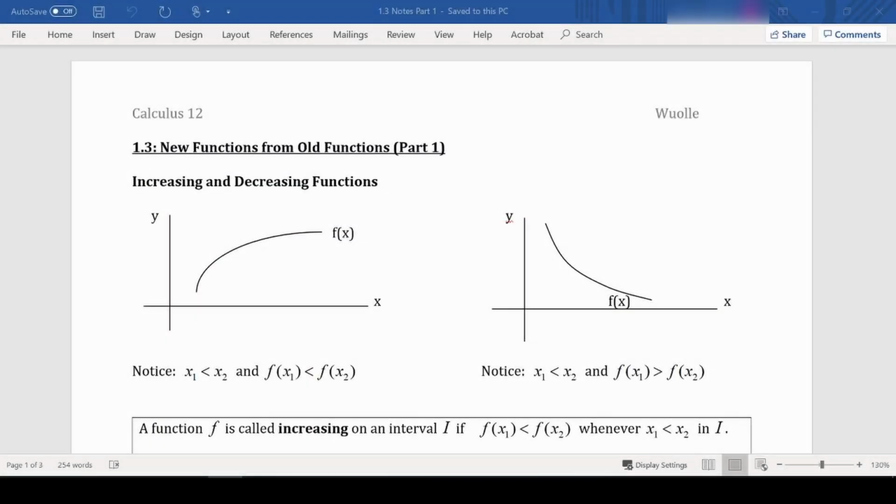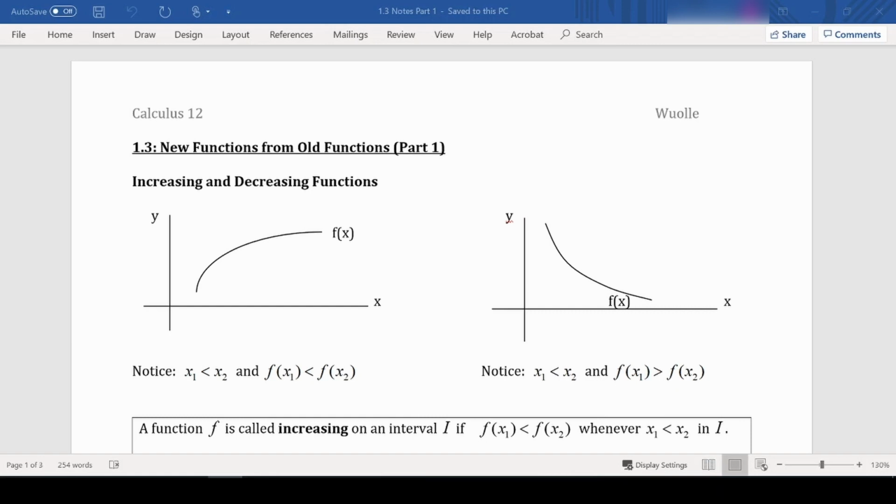Hello, everybody, and welcome to our second lesson in Chapter 1, which is 1.3, Part 1, New Functions from Old Functions. So basically, we're just going to be doing a bit of a review of combinations of functions and composite functions, and then also going through something called symmetry and odd and even functions, which will be new for most of you, also increasing and decreasing.